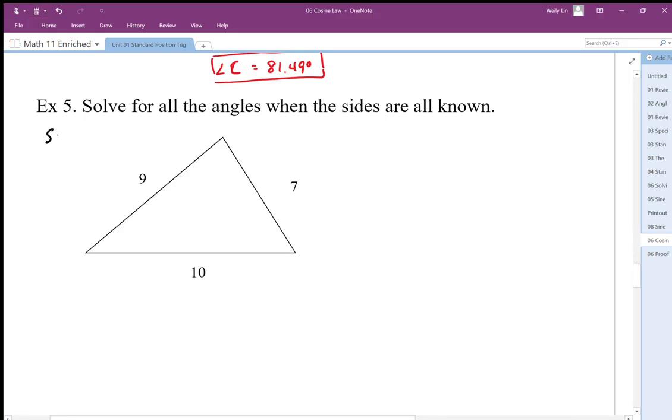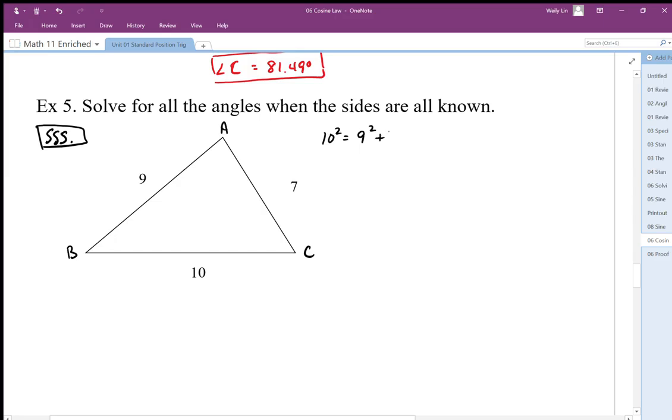So my side situation, I'm going to use cosine law, but now I need to solve for the angle. I just label this A, B, C like this. It doesn't really matter how I label it. If I want to solve for that angle A, I need to have that in my cosine A, and the opposite side needs to be in the equation. So then the other two sides, it doesn't really matter.